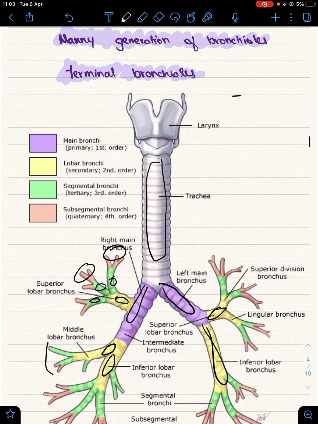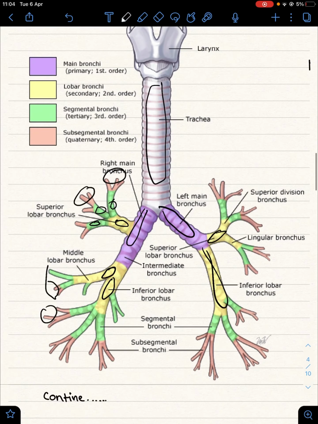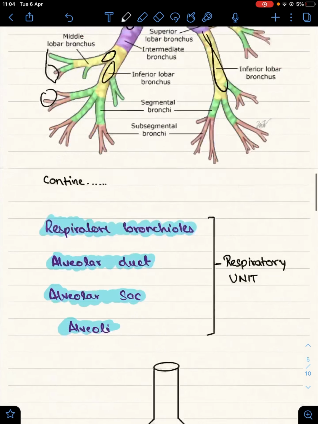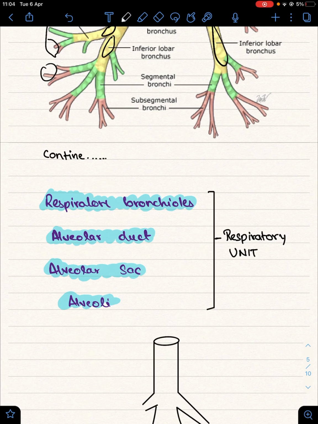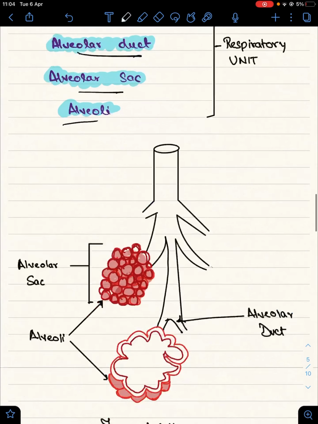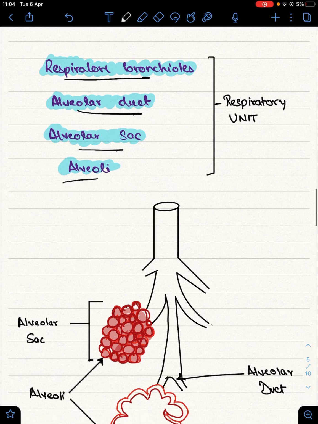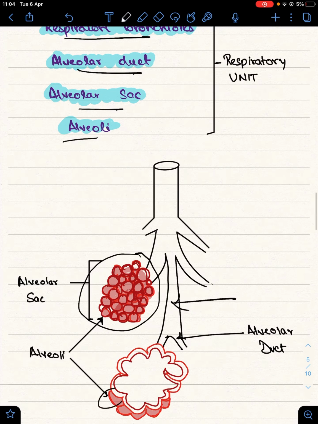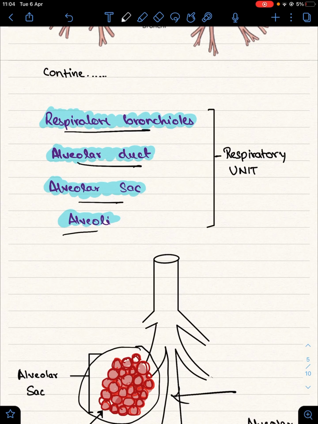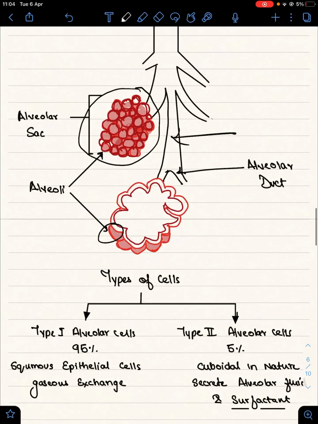which give many segmental bronchi here, and that ultimately turns into terminal bronchioles. And after that there are respiratory bronchioles, alveolar duct, alveolar sac, and alveoli. In this you can see, a whole bunch or group is known as the alveolar sac, the passage is known as the alveolar duct, and the singular is the alveolus, which is considered the respiratory unit. From the respiratory bronchioles to the alveoli are under the respiratory unit.